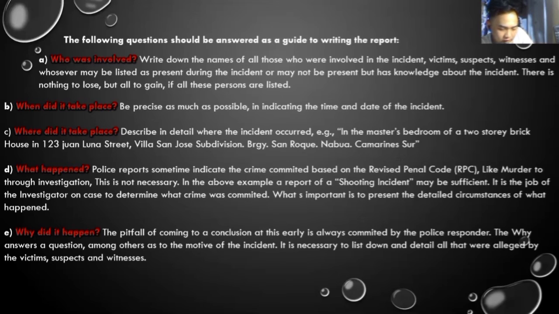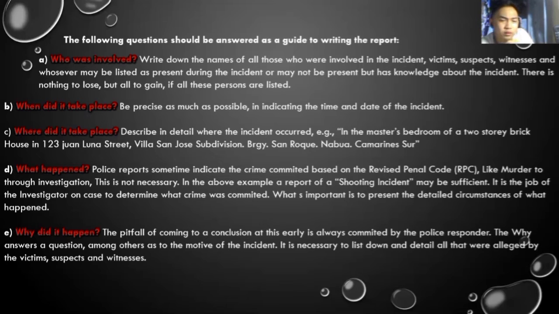Kailangan exact detail din yung nangyari sa insidente. What happened? The police report does not indicate the crime committed based on the Revised Penal Code, such as murder; that is determined through investigation. This is not necessary in the above example of a report of a shooting incident. It is the job of the investigator. Sa police blotter, kahit shooting incident lang muna ilagay mo, kasi sa investigator na yung bahalang tumrabaho kung ano ba talaga yung crime na nangyari.